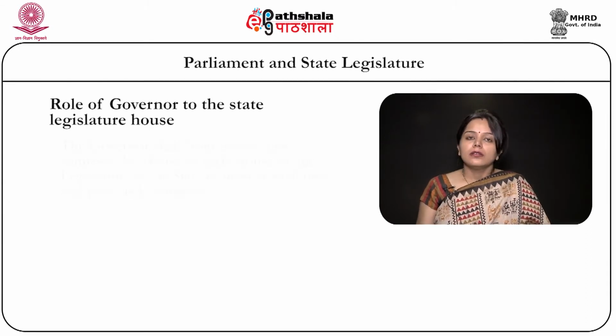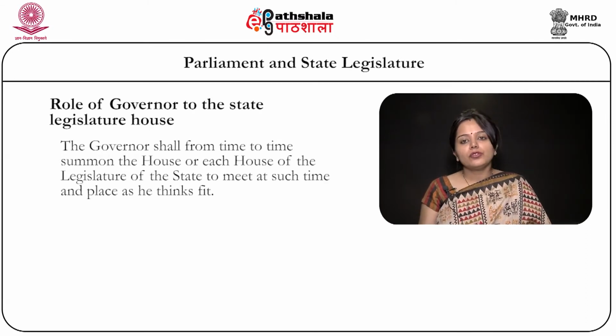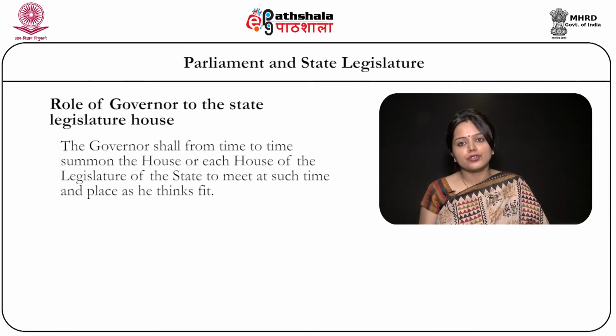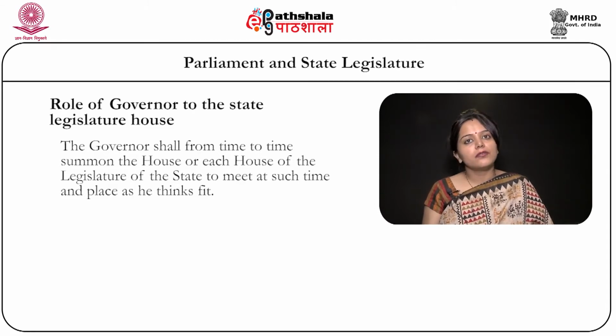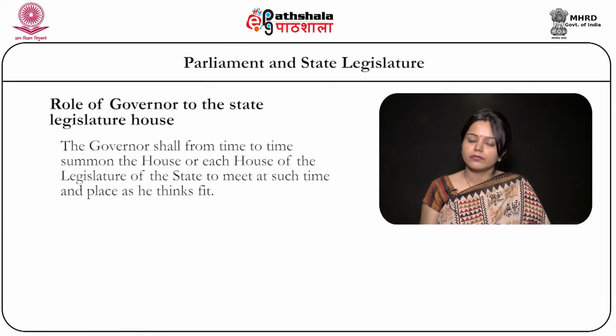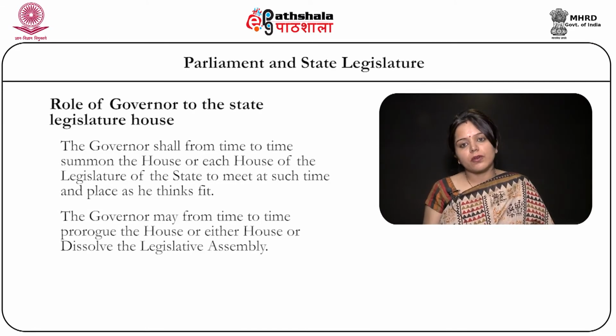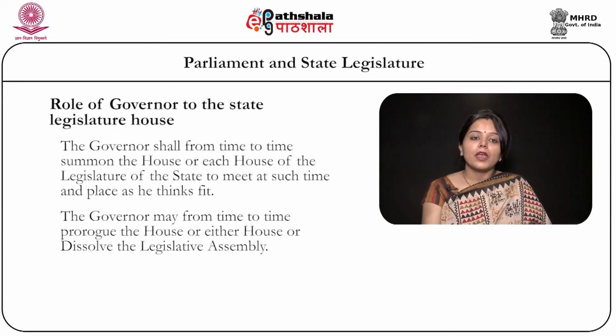After that, I will explain the role of the governor in the state legislature. Here the governor from time to time summons the house or each house of the legislature of the state to meet at such time and place as he thinks fit. After that, we come to the most powerful function of the governor, that is to dissolve the legislative assembly. The governor has the power to dissolve the legislative assembly of the state.